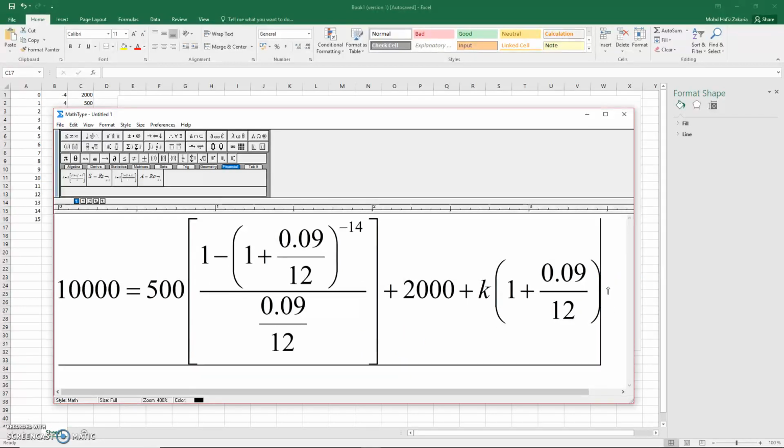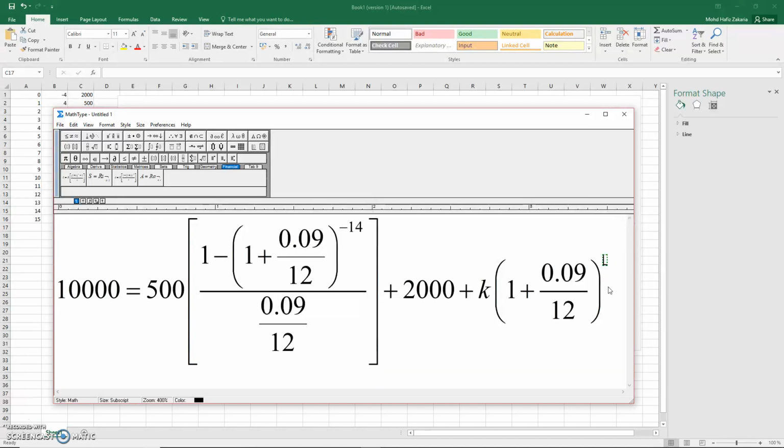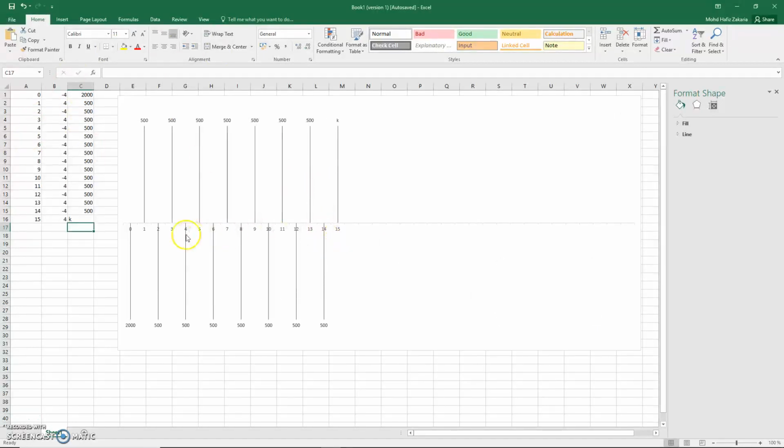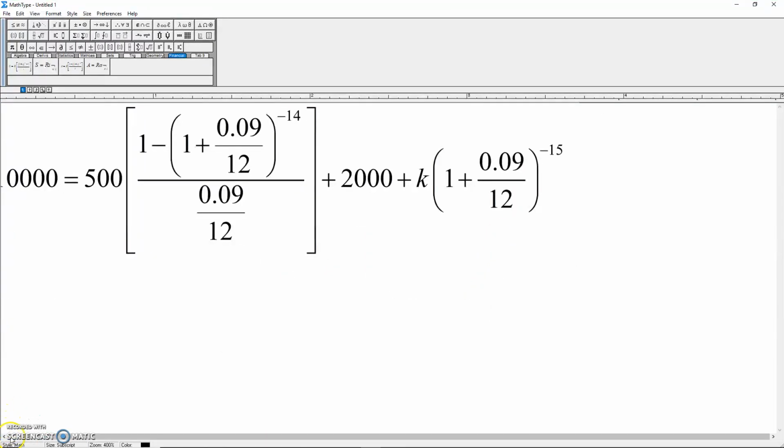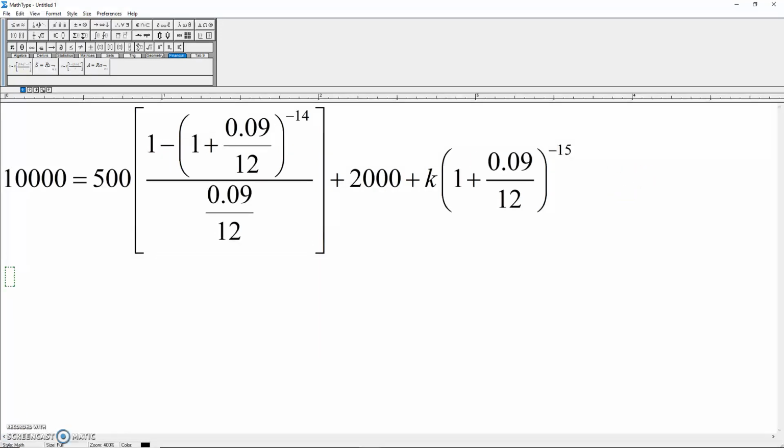And to the power of negative n. What is the value of n for the 15th payment? Obviously 15, the duration of 15 months. We want to look at the 15th payment, so n is 15. So this is the formula. Now solve for K. When you calculate it, you should get K equal to 1541.96. This is the amount that needs to be paid as the final 15th payment.